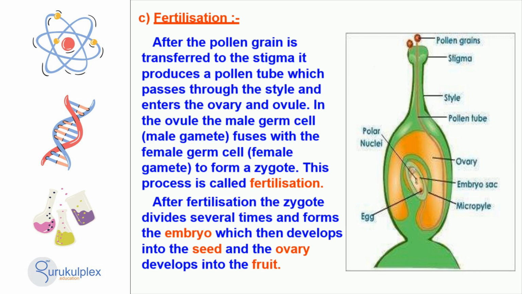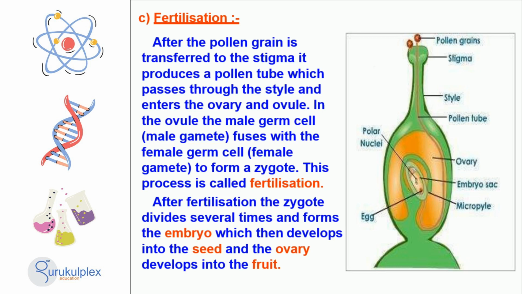It requires transfer of a pollen grain to the stigma of a flower, and a pollen tube to pass through the style and enter the ovary and ovule. There, the male and female germ cells join up and the zygote is produced. Following fertilization, the zygote will divide into an embryo, which matures into a seed, and the ovary develops to become a fruit.